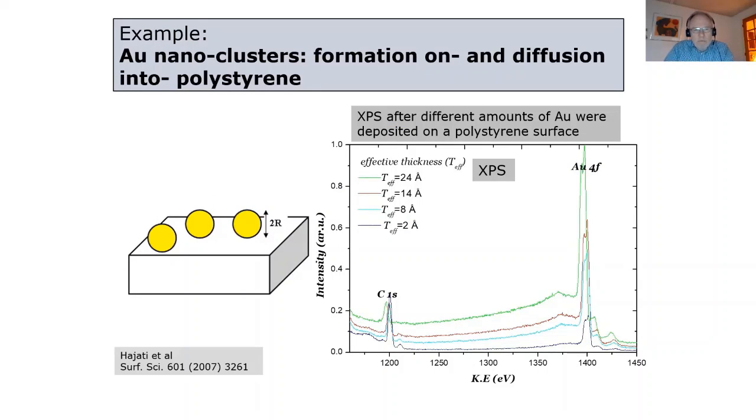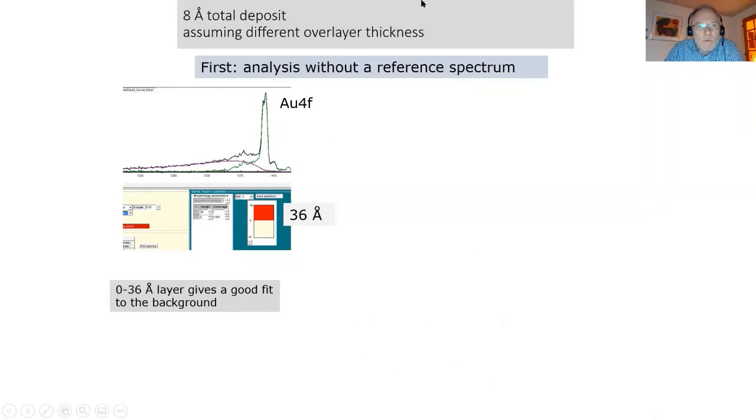Here's an example where we deposited gold on polystyrene. These are the spectra that were involved in the analysis. So we just deposited increasing amounts of nominal thicknesses of gold on the substrate and recorded the gold 4f spectra. And here's the analysis of one example after depositing 8 angstroms. It comes out to be 36 angstroms tall. The analysis is quite good here.